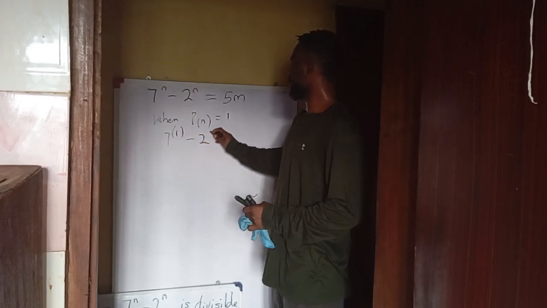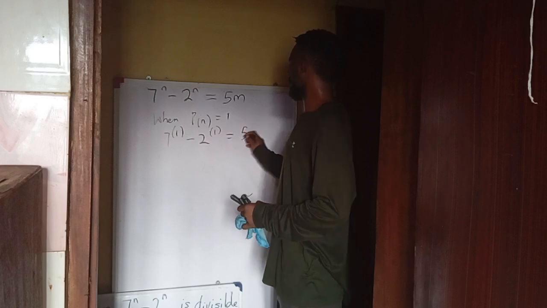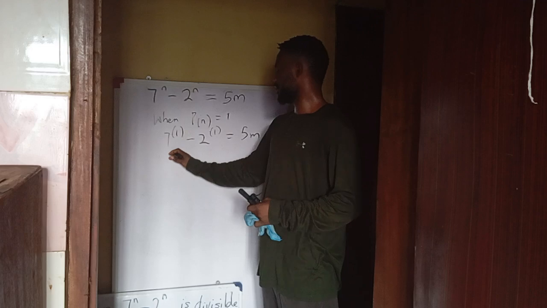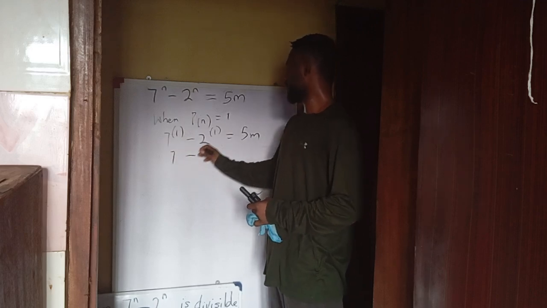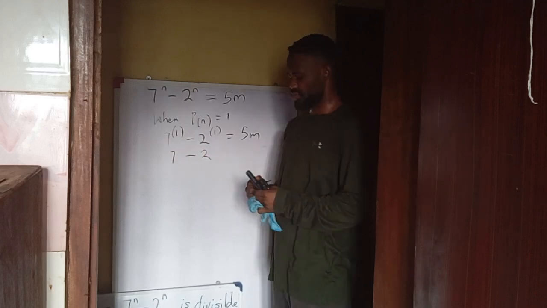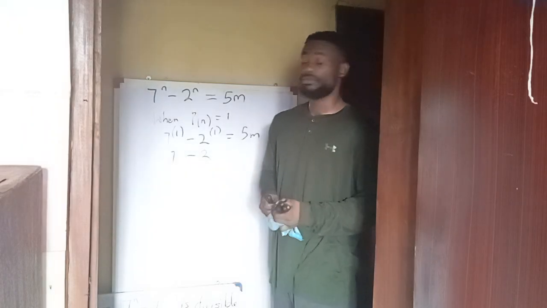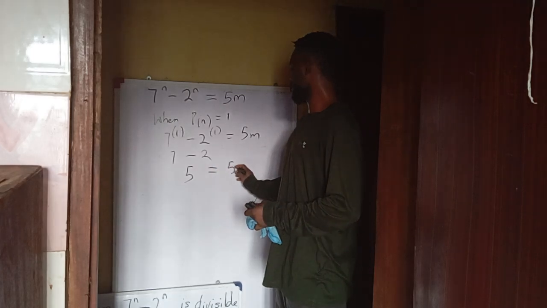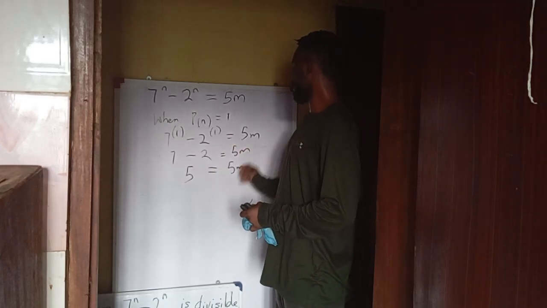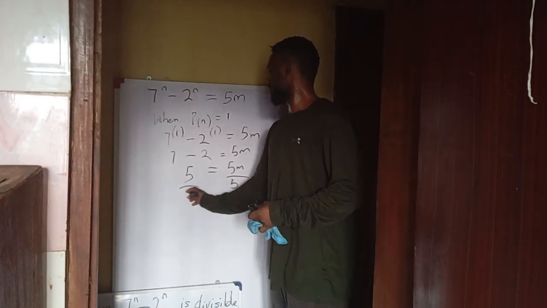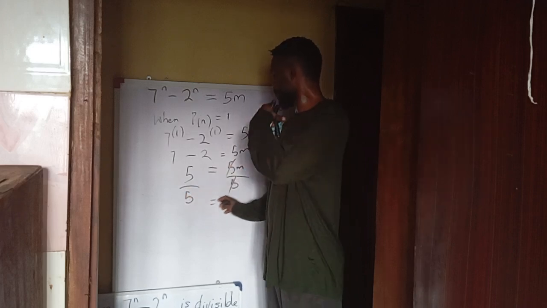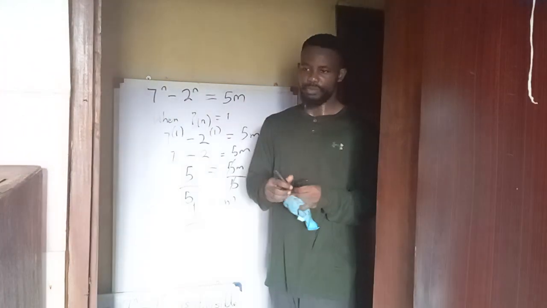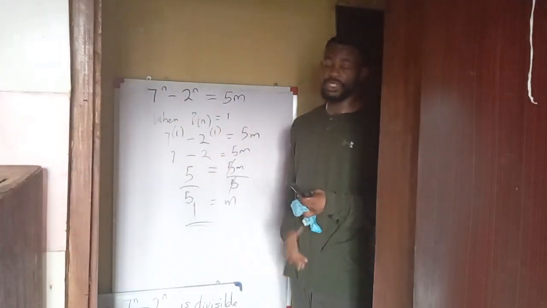7 raised to the power 1 minus 2 raised to the power 1 equals 5m. So 7 raised to the power 1 is 7, and 2 raised to the power 1 is 2. 7 minus 2 is 5, equals 5m. So we can divide both sides by 5, and m is equal to 1, which means that this is divisible by 5. So we've proved it for the first step.